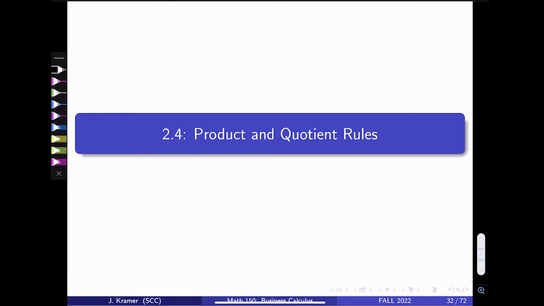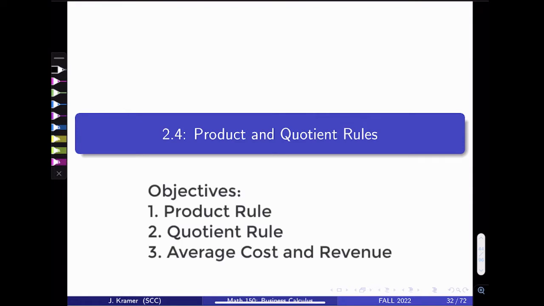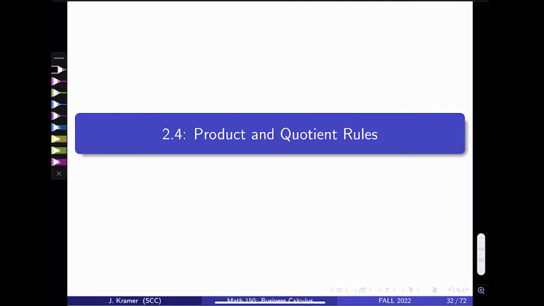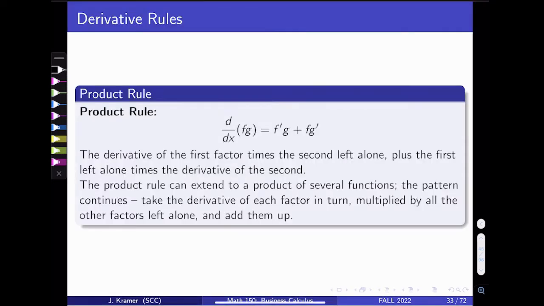This video will cover section 2.4, the product and quotient rule. The objectives of this video will be to review the product rule, the quotient rule, and applications in business and economics such as average cost and average revenue. Let's start by reviewing the product rule.